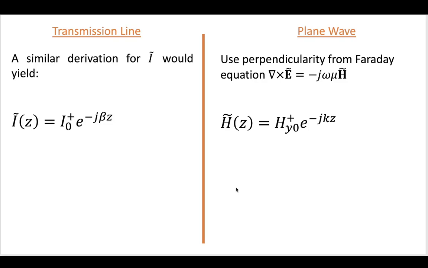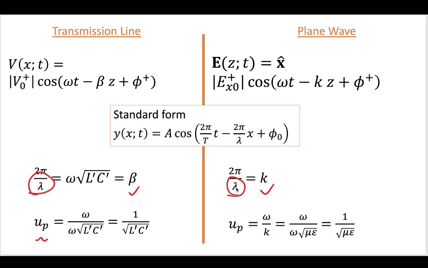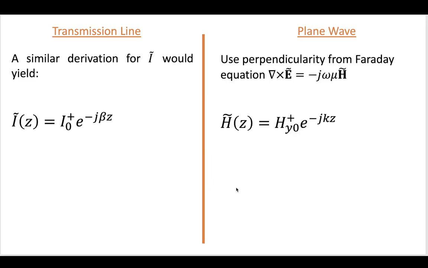Now, going further, we've just come up with the solution for the voltage and the electric field, but we know that from the beginning we had two wave equations for the transmission line and two for the plane wave. One for voltage, one for current, one for electric field, one for magnetic field. And so we want to be able to derive the current and the magnetic field. For the current, we're just going to start over and we'll be able to derive the same thing using the same process. However, for the plane wave, you might prefer to use the perpendicularity from the Faraday equation to figure out what the magnetic field is going to be.